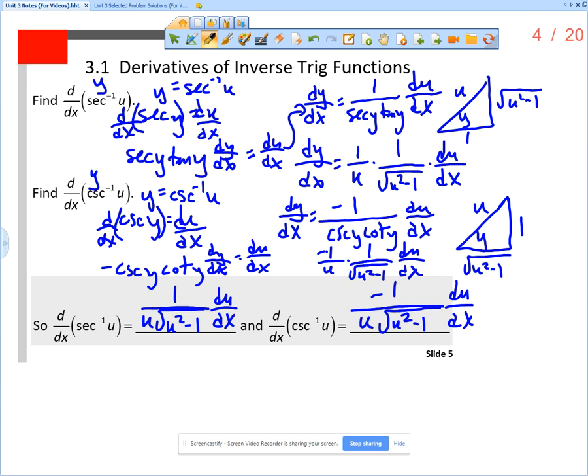So those are the 6 rules for the derivatives of the inverse trig functions.